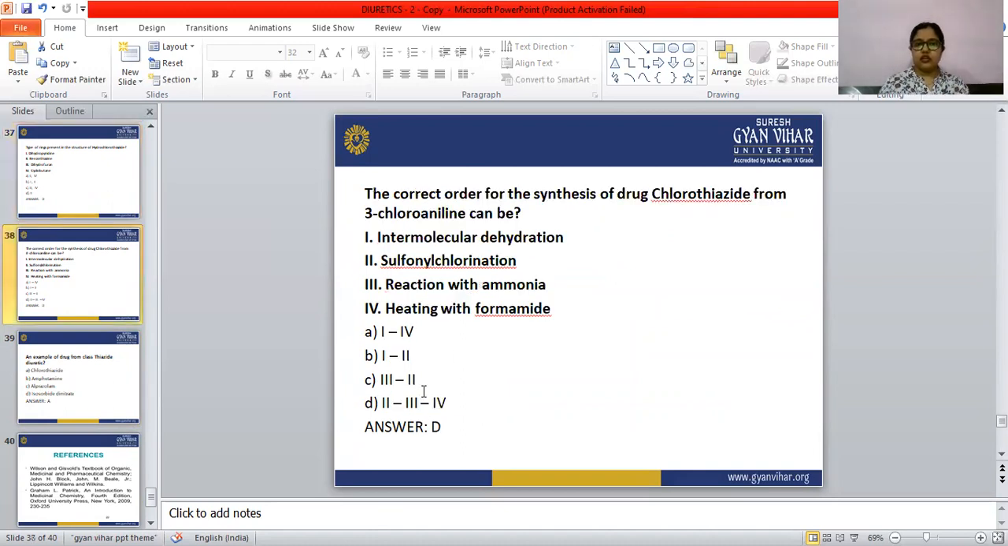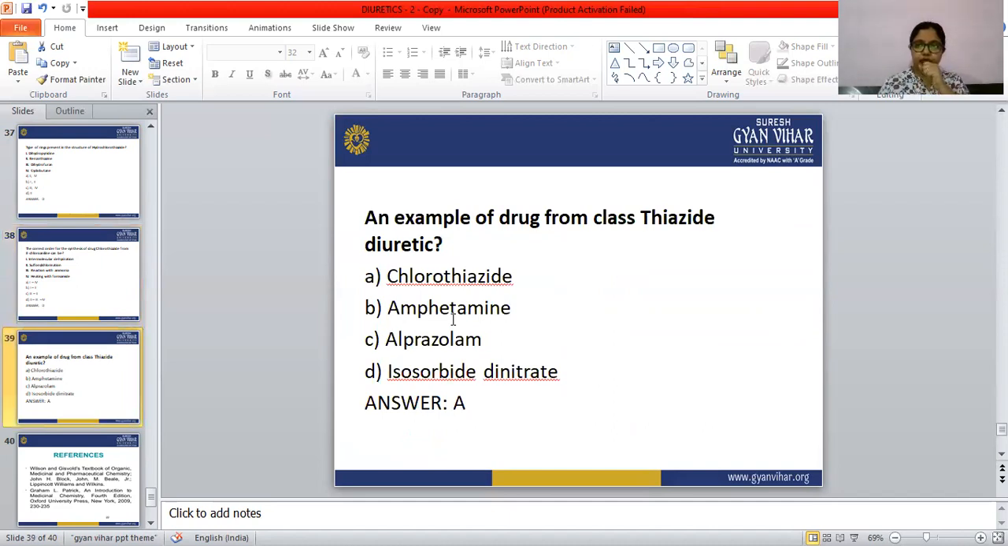The correct order of the synthesis of the drug chlorothiazide from 3-chloroaniline: intermolecular dehydration? No. Sulfonyl chlorination? Yes. Reaction with ammonia? Yes. Heating with formamide? Yes. So first we have to do the sulfonyl chlorination of 3-chloroaniline. After that the product is reacted with ammonia, and after that the product is reacted with formamide. So the correct answer is 2, 3, 4.